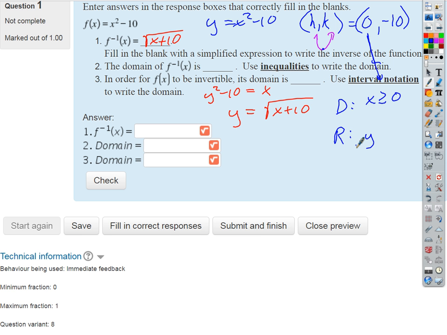Greater than or equal to negative 10, isn't it? Because they're going to go up from negative 10. So y is greater than or equal to negative 10. Good, so the first part was just this: the square root of x plus 10.